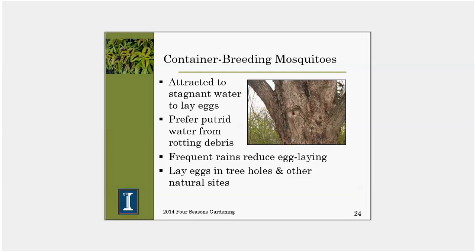Let's talk about container breeding mosquitoes. These lay their eggs in stagnant water, and we tend to think of stagnant water as being water that's not moving. This is stagnant water with a capital S.